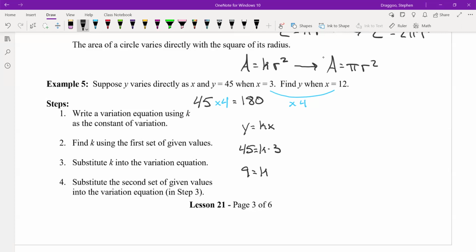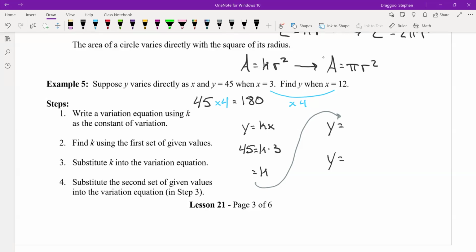So if I plug that in to get the equation, y equals 9x, since I now know what my proportionality constant is, I can then plug in 12 and figure out y. It'll be 9 times 12, which is 180. Is that right? Hang on a minute. Something's gone terribly wrong. And maybe you've already caught my mistake.